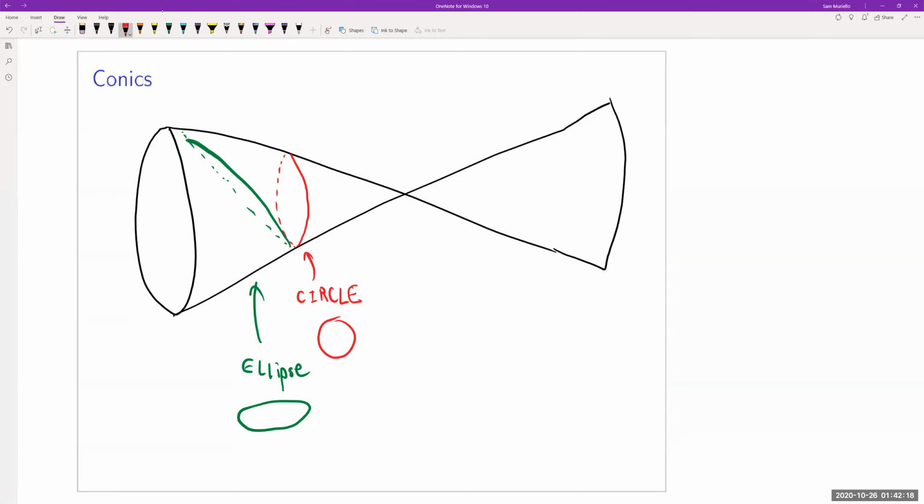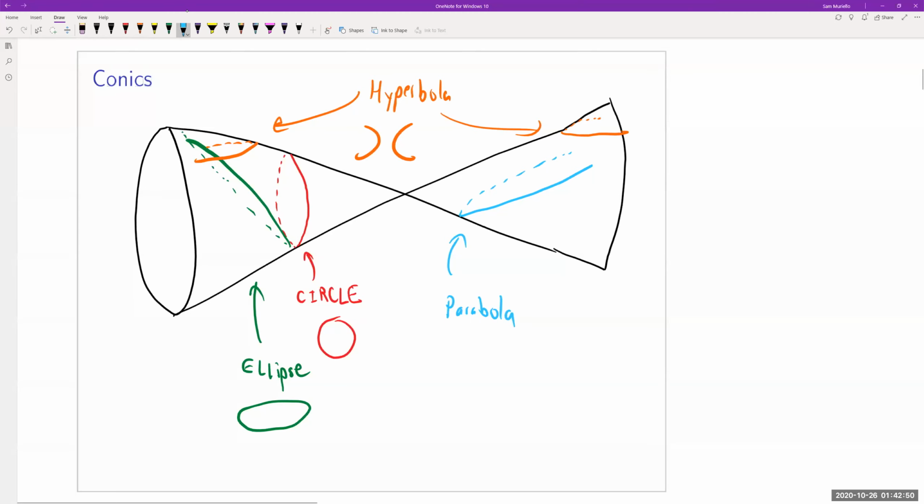We could also consider slicing this way and create ourselves a parabola. And we could consider slicing this way, where the slice goes across both parts of the cone, and we get a hyperbola. So there are four different shapes that we can make that we're going to call the conic sections.